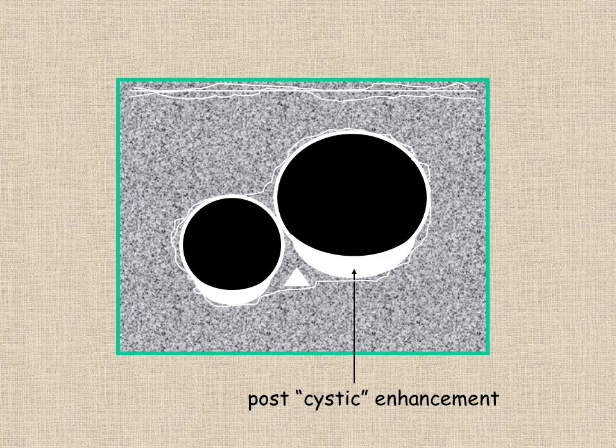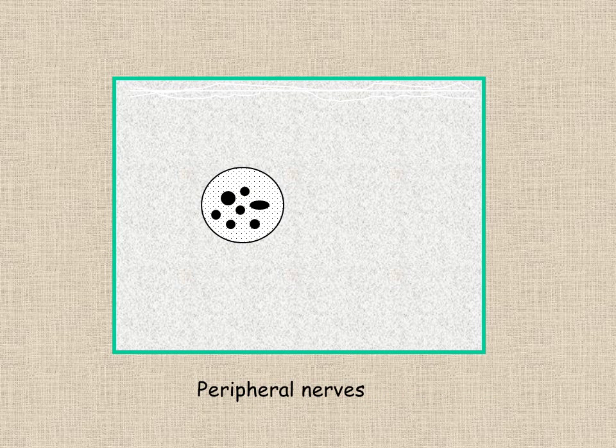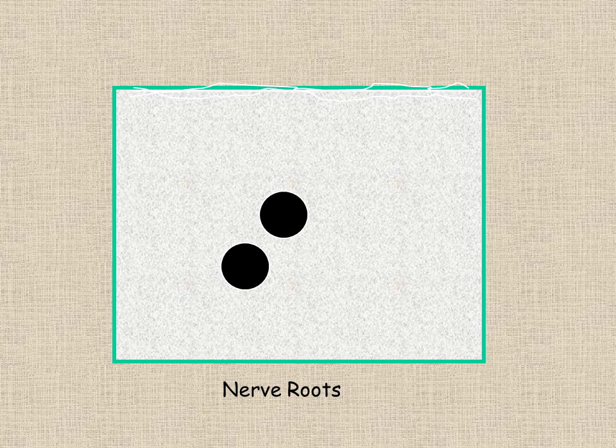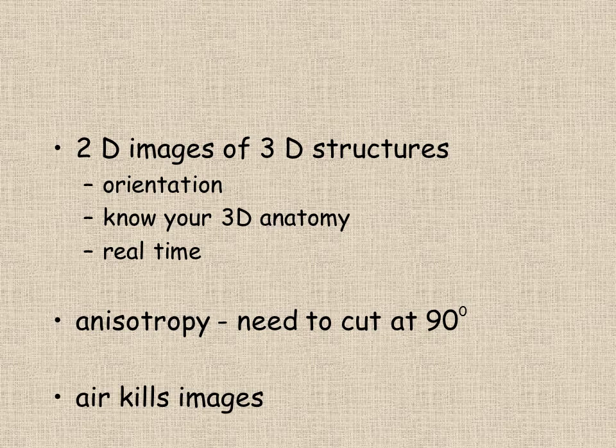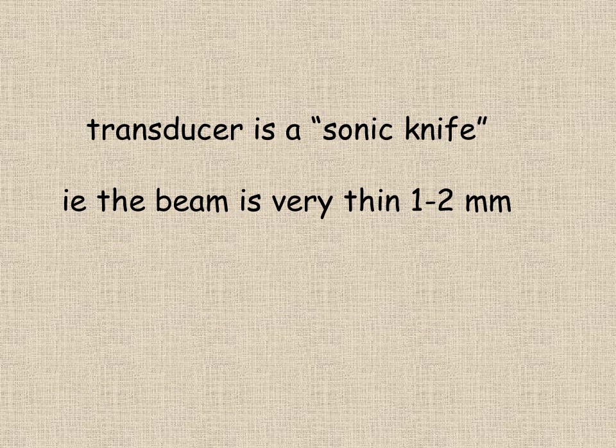One form of artifact to be aware of is... Peripheral nerves have a characteristic appearance. Nerve roots, as in the interscalene brachial plexus and... the transducer beam.